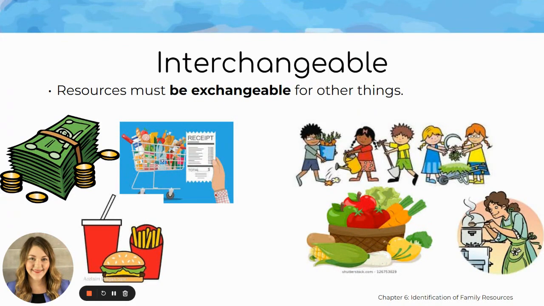Resources need to be interchangeable. They have to be able to be exchanged for other things. When we go to the grocery store and exchange cash for food we can take home and prepare, or we go to a restaurant and exchange cash for the service of having the meal prepared, cooked, and brought to us.